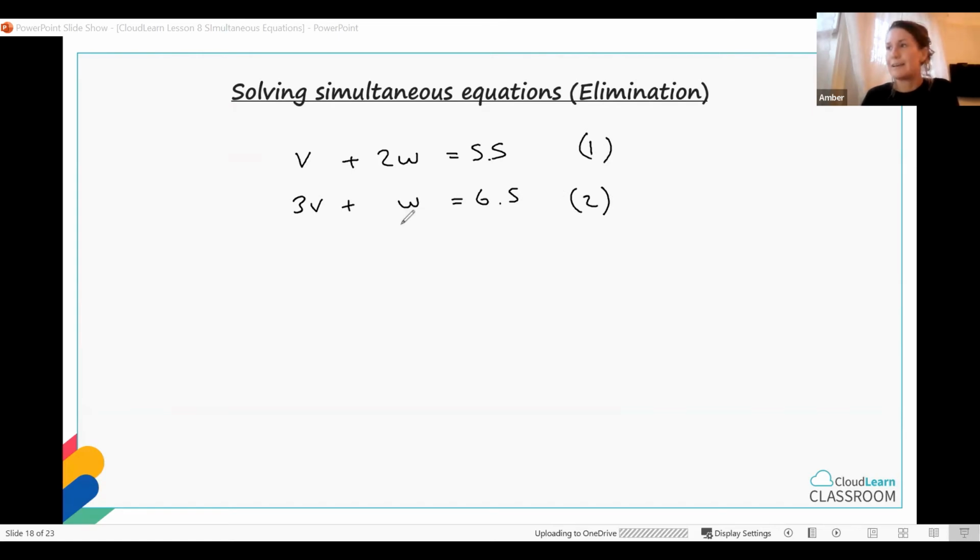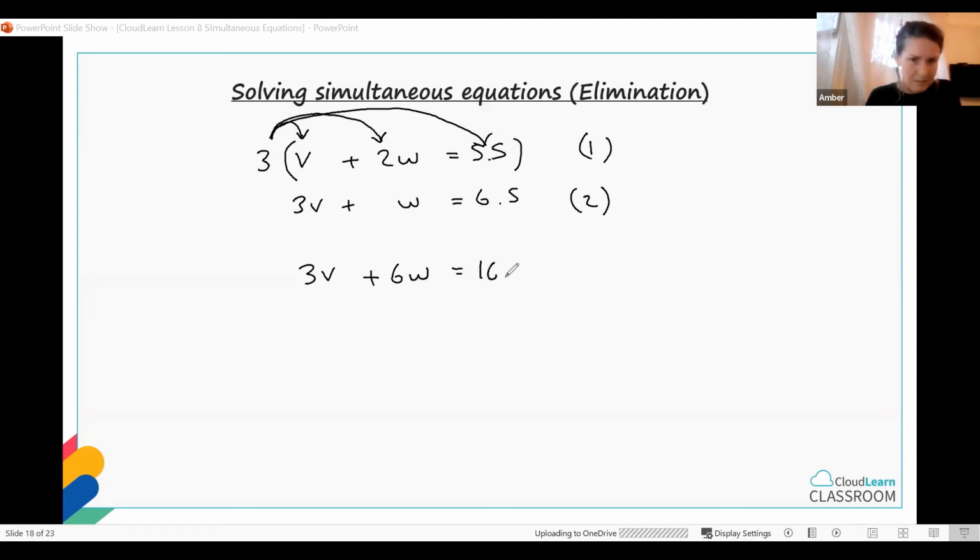But we couldn't solve like this because we didn't have any coefficients of v or w that were the same. So I made a third equation by timesing equation 1 by 3. I times everything in equation 1 by 3. So I did 3 times v, which was 3v, 3 times 2w, which is plus 6w, and 3 times 5.5, which was 16.5. This was my new equation, so I called that one 3. That's why that equation was called 3.